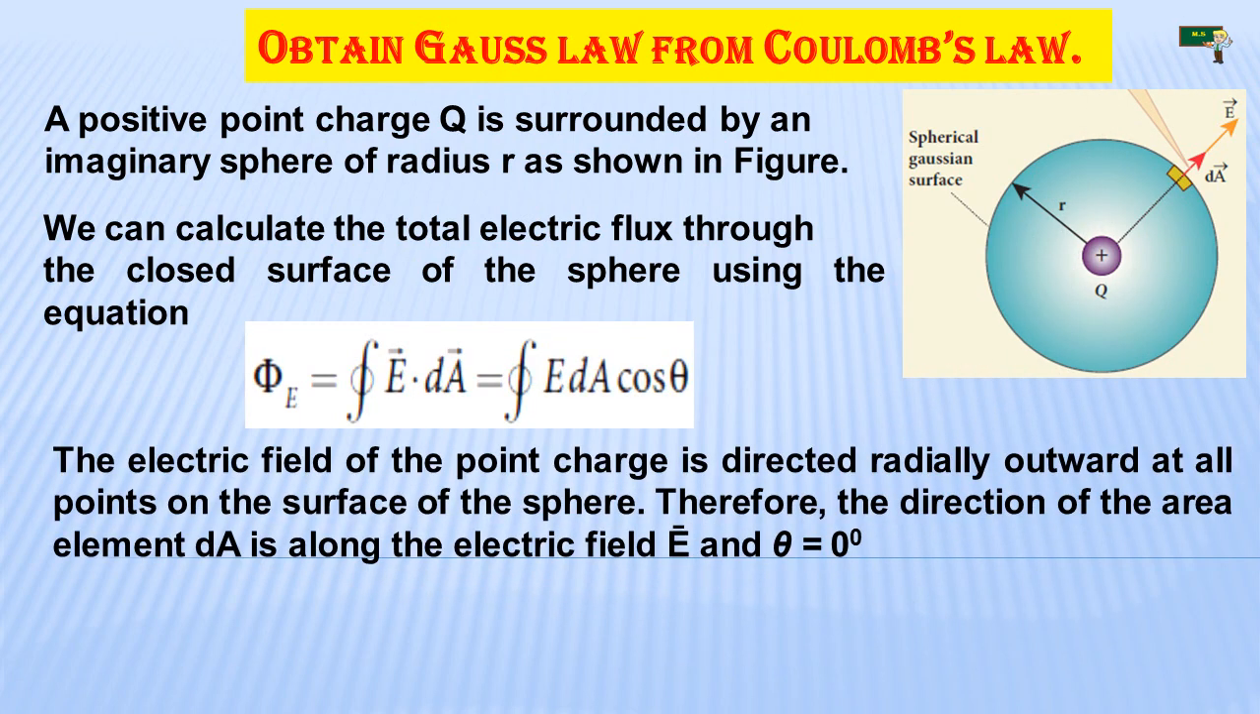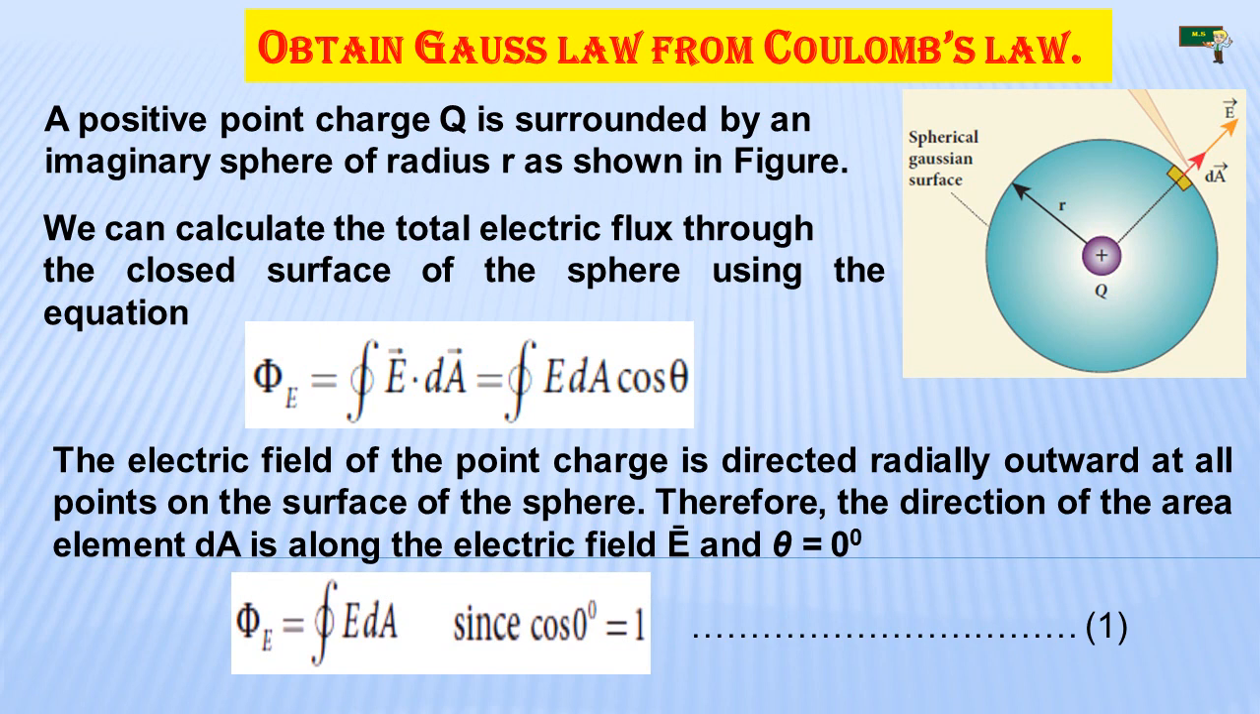Phi E is equal to the closed integral of E dot dA, which is equal to the closed integral of E dA cos theta. Students, remember this is called a closed integral. As you know, this is an integral, but this is a closed integral. We will see more about this in the fourth lesson. Now, the electric field of the point charge is directed radially outward at all points on the surface of the sphere. You can see here the electric field is radially outwards. Therefore, the direction of the area element dA is along the electric field E, and theta is equal to 0 degrees.